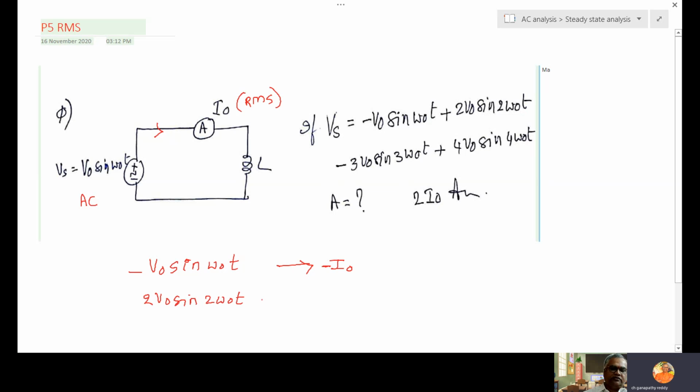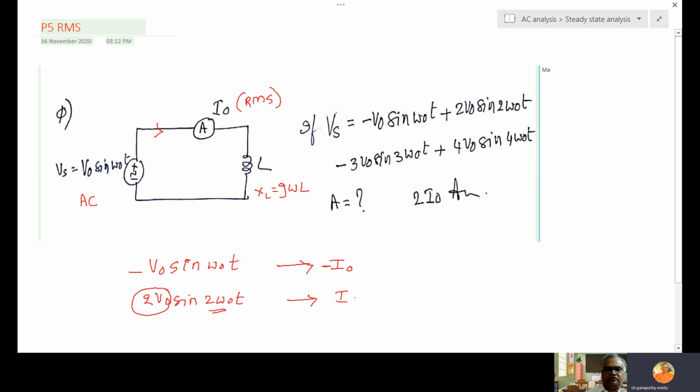What is the current? Current is nothing but voltage by reactance. Inductive reactance will be double because XL is equal to j omega L. Frequency double, so reactance double. Input voltage double, so the numerator is increased by 2. Denominator also increased by 2. Again the ratio remains the same. But this is plus.